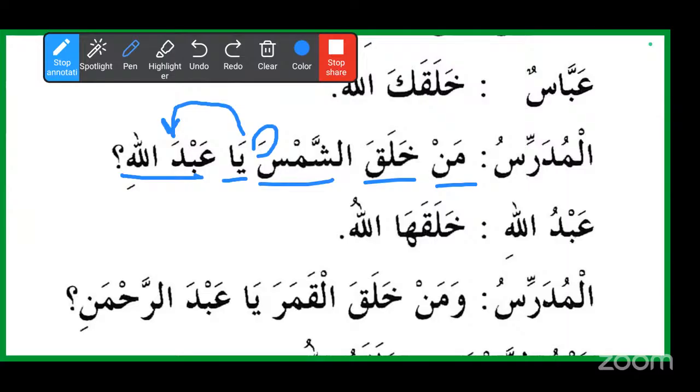Abdullah replies, Khalaqahallahu. Allah has created her, or Allah has created it, because the shams is muannas, it is feminine in Arabic.